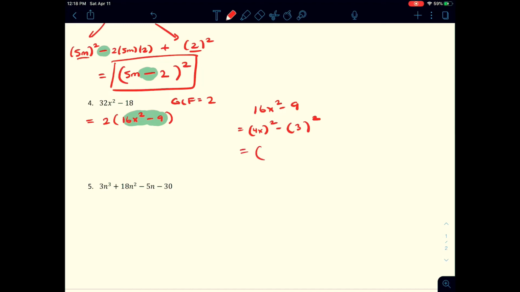What this tells me is that this is a difference of squares, and I know a difference of squares will have a difference and a sum. I know the first term will be a 4x. I know the second term will be a 3. And I know that this is what it'll factor into.